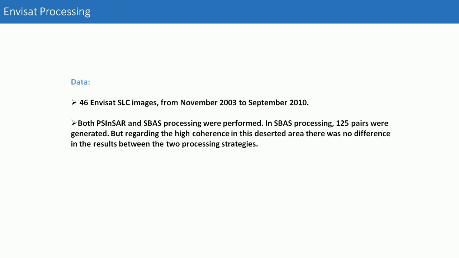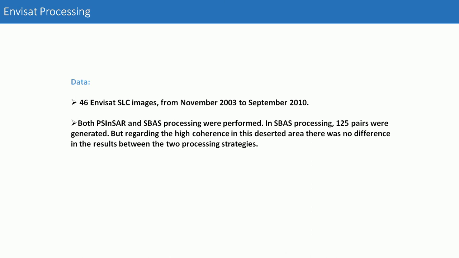Following the same methodology, we used Envisat and Sentinel-1 data. For Envisat, there was track 65 available with 46 images between 2003 and 2010. We used the two techniques, PSISAR and S-base, to check the results. For S-base processing, 125 pairs were generated.